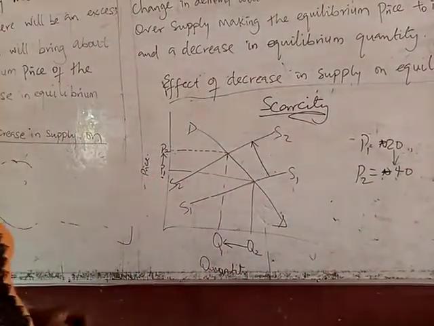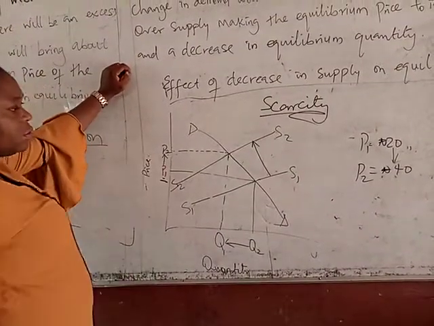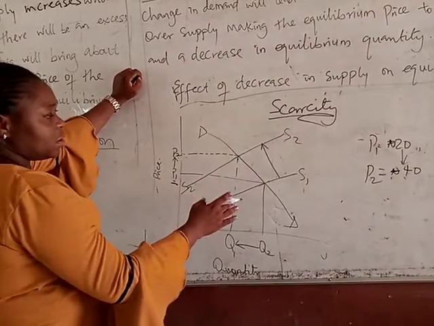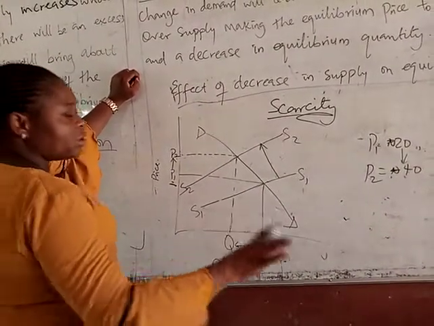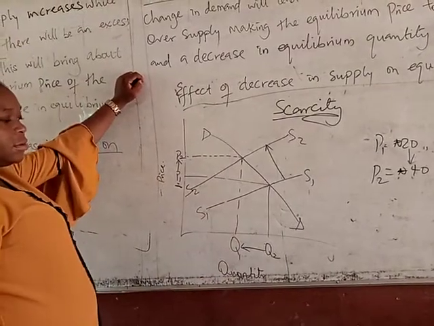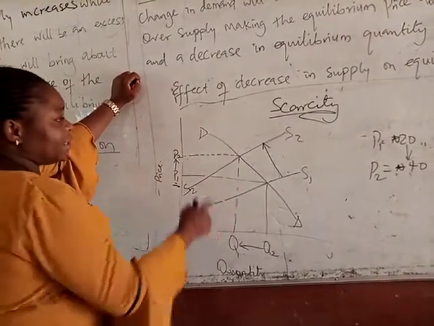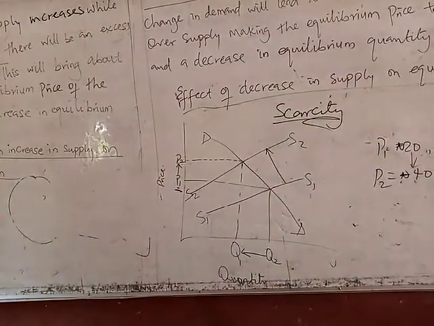So when we look at this graph, we find out that the price increased from P1 to P2 because the quantity of the commodity supplied got reduced. And remember, we are still saying that demand remained constant. Is that clear?